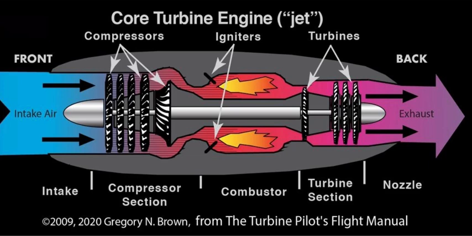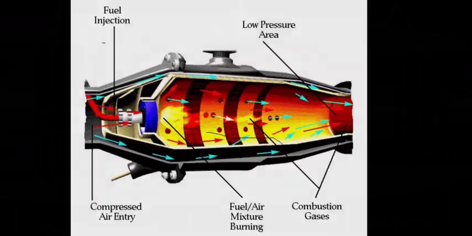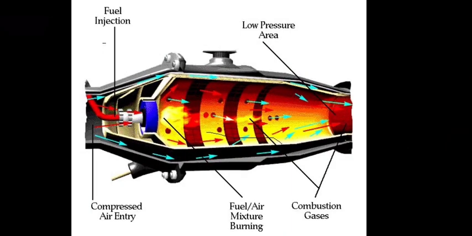As you can see in the picture on the background, this is an example of a jet engine that has an air intake, a compressor section, a combustor, turbine section, and the nozzle. But my main focus is going to be on the combustor section. In the combustion section, my main focus is on the diffuser and the pressure loss.